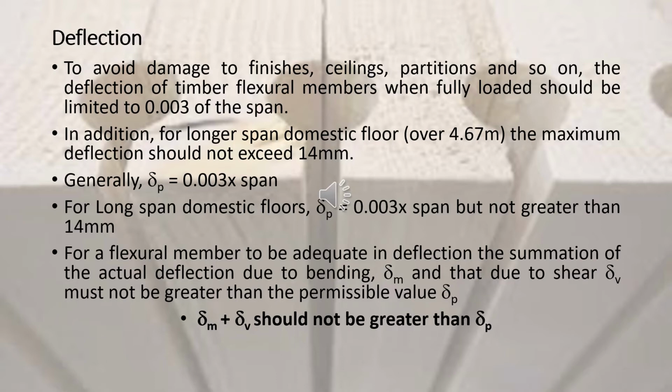criterion. For a flexural member to be adequate in deflection, the sum of the actual deflection due to bending and that due to shear must not be greater than the permissible deflection, right? So the deflection due to bending, right, due to moment, and due to shear should be within the permissible range, both of them together.